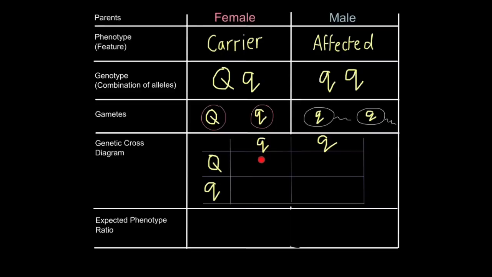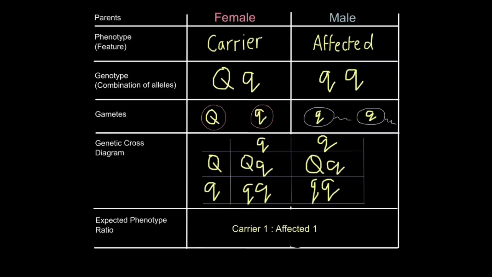So if this sperm fertilizes this egg, this is the genotype we'll get. Big Q, small q, so this person will be heterozygous, and you just keep on doing this. Big Q, small q, small q, small q, small q, small q. So now we can work out the probability of the baby inheriting a certain characteristic. So we can see there's a 50% chance that they'll be heterozygous, a carrier of cystic fibrosis, and a 50% chance they'll actually have the disease.